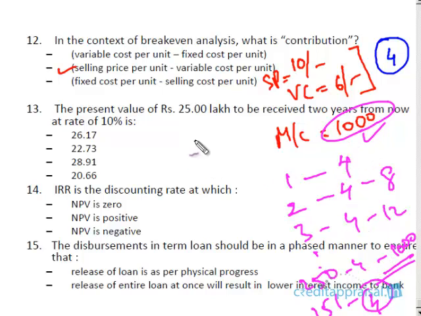Okay. So this 4 is 10 minus 6, the selling price per unit minus variable cost per unit. This is what we call contribution. We have discussed this in the segment on break-even analysis. Please refer back to that segment. That is an important concept. So the correct option is the second option, right?